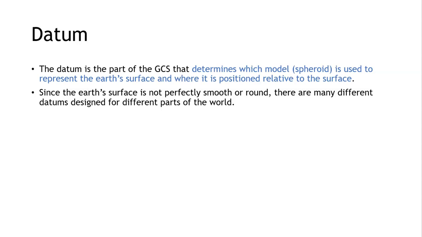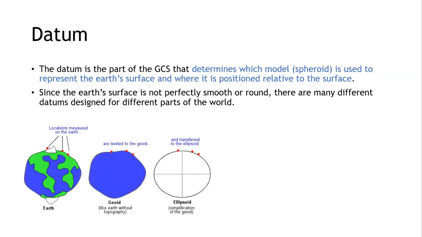Hence, the datum is part of the geographical coordinate system that determines which model is used to represent the Earth's surface and where it is positioned relative to the surface. Now, the problem here is that the Earth's surface is not perfectly smooth or round, as we approximate it to the geometry of a sphere or a spheroid or ellipsoid. There are many different datums designed for different parts of the world.